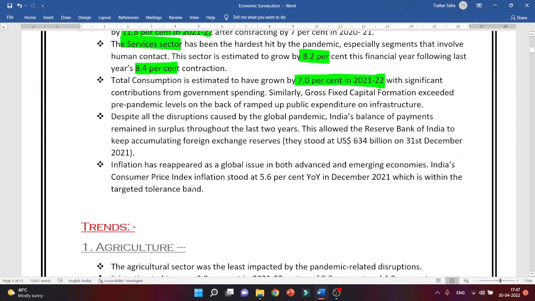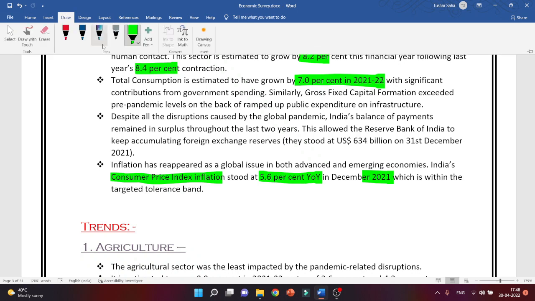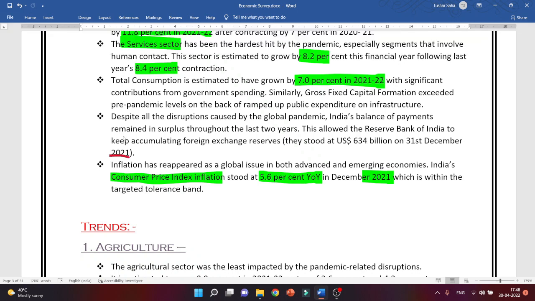Inflation has reappeared as a global issue in both advanced and emerging economies. India's consumer price index inflation stood at 5.6% year on year in December 21. So these are news forms, so you will get confused. Let me tell you. When you read this line, I am pretty sure you will get confused whether you will have to remember this, because this is from December 2021. How is this data relevant?